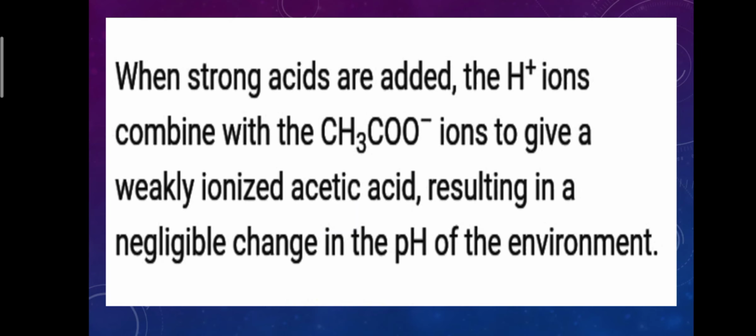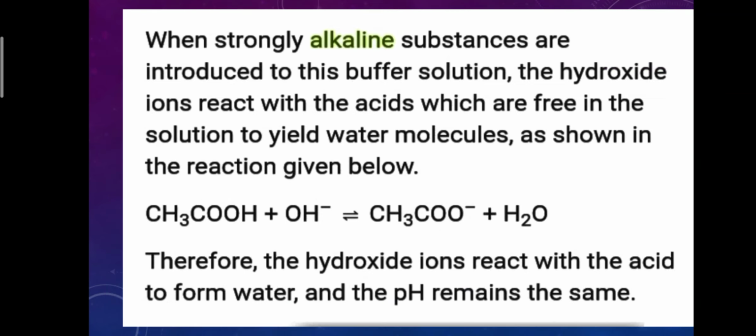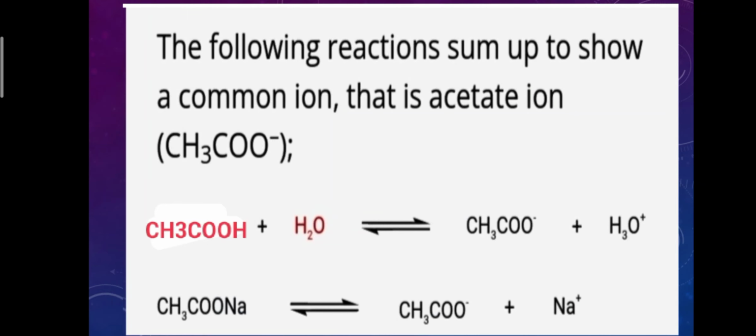When strong acids are added, the H positive ions combine with the acetate ions to give weakly ionized acetic acid, resulting in a negligible change in the pH of the environment. If H positive is added to a solution, it combines with acetate ion to form acetic acid. It maintains the pH of the solution.